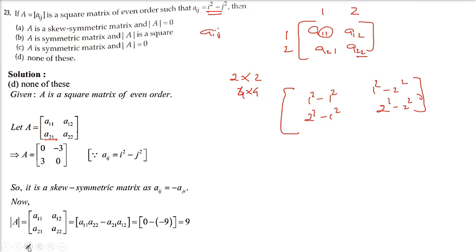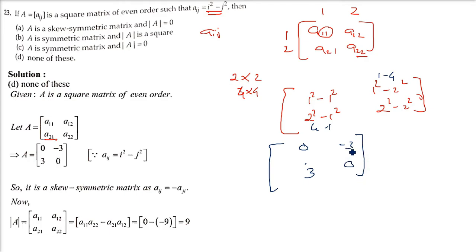This is just an example. So this is 1 minus 1, 0. 1 squared minus 4 is minus 3. And 2 2s are 4, 4 minus 1 is 3. And this is 0. So this is your A matrix.